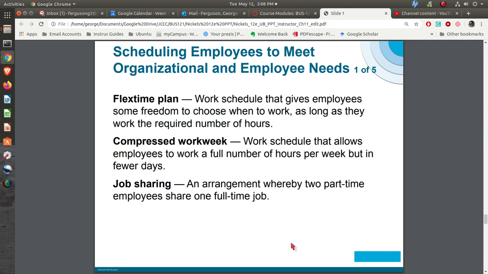Trying to make sure that you have the right person working at the right time means that you may have to use different types of scheduling. There could be flex time, where you are given the freedom to figure out what time you're going to come in and what time you're going to leave, as long as you're there during certain hours of the day. You could have a compressed work week. In other words, you're working 4 10-hour days. That might work out for people.